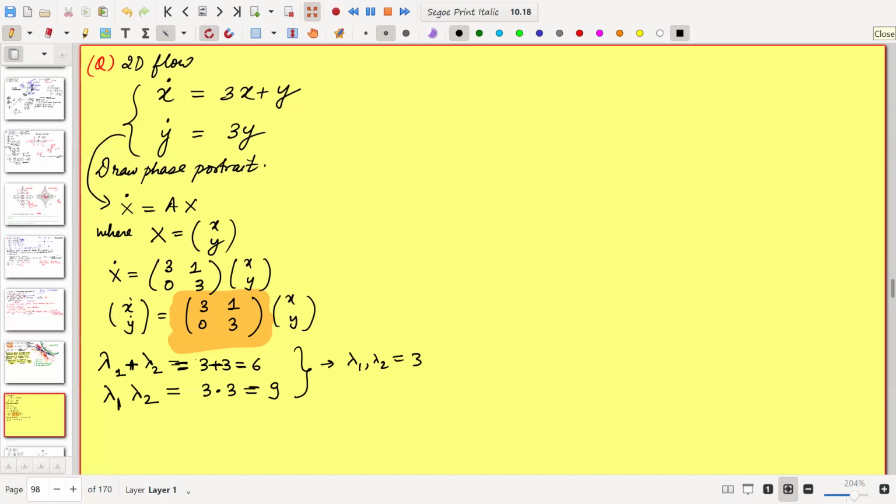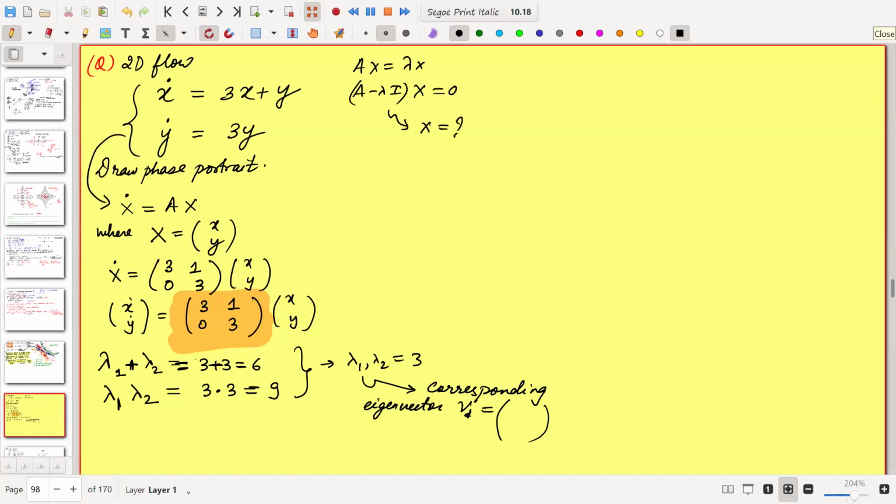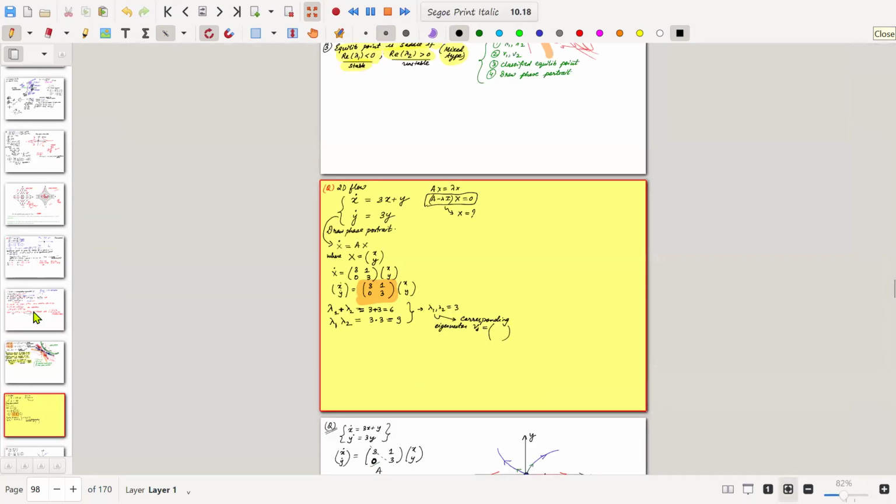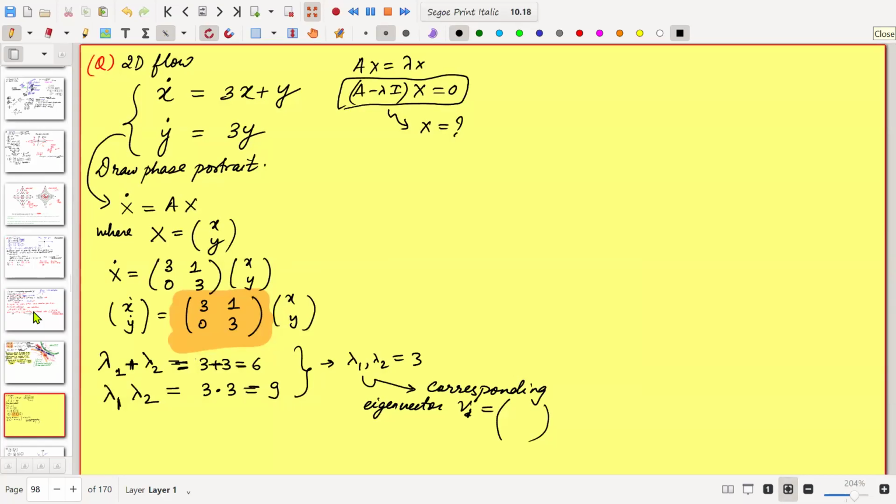Now that you have got the eigenvalue, what is the corresponding eigenvector? The corresponding eigenvector is say v. Can you find it? What you have to do: you know A x equals lambda x, so (A minus lambda I) times x is 0. So you have to find x such that (A minus lambda I) x equals 0 is satisfied. That is the question. Now can you tell me the vector?